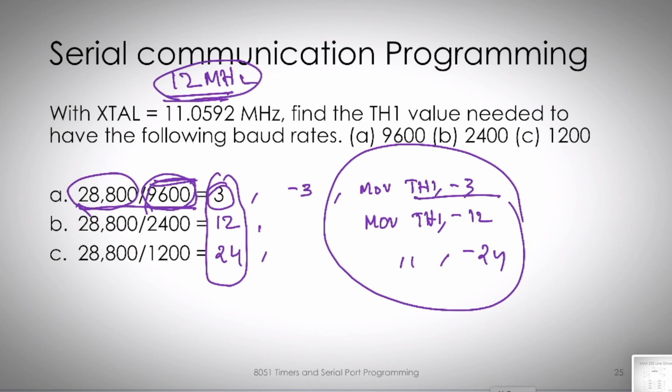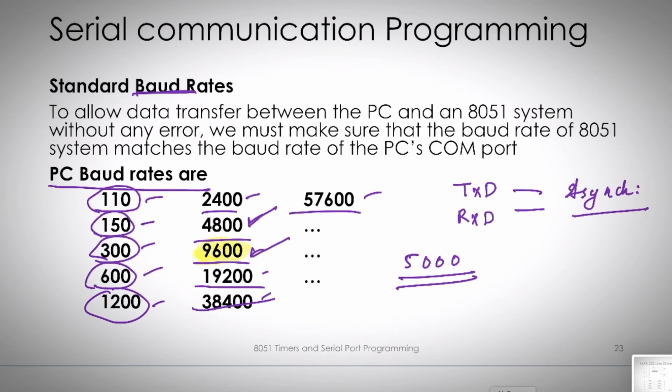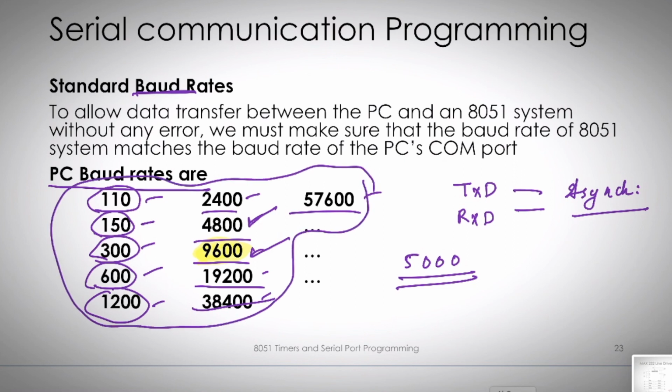That is the reason this odd value of 11.0592 megahertz is being widely used as the timer clock, I mean the master clock for 8051. If you see, all these values are integer multiples of that 11.0592. I mean, if you expand this, all these values will be integer multiples of this only.